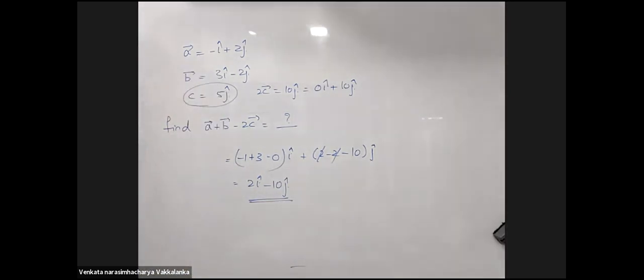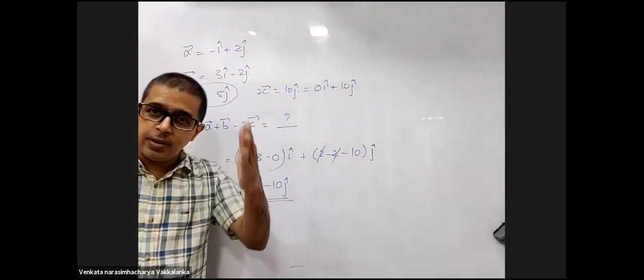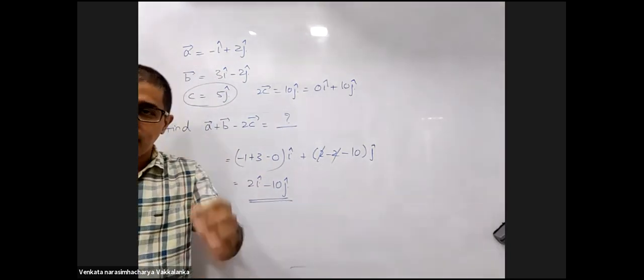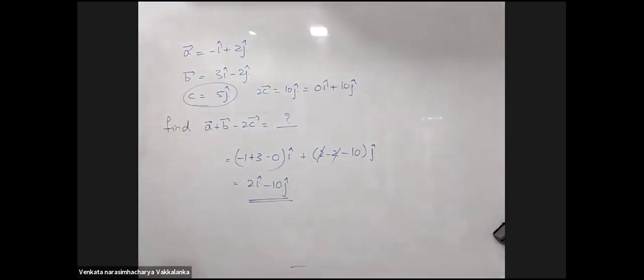Is this very clear to all? Yes, sir. So all you will do is add up the coefficients of i, add up the coefficients of j, and add up the coefficients of k. That makes your life much, much, much simpler.